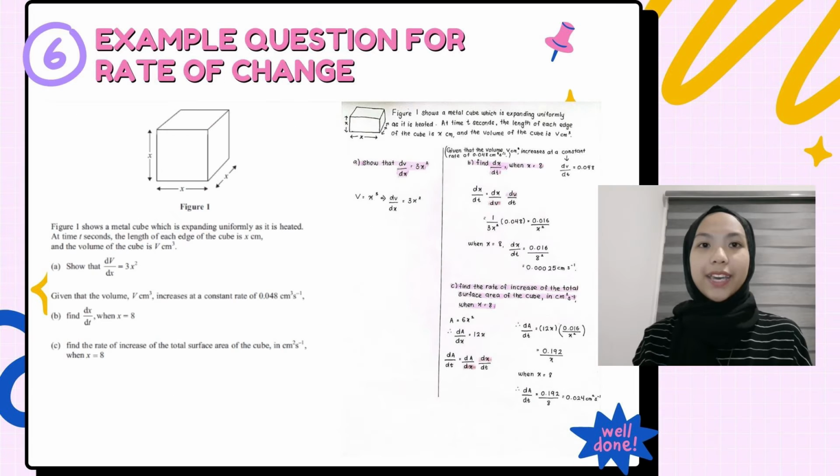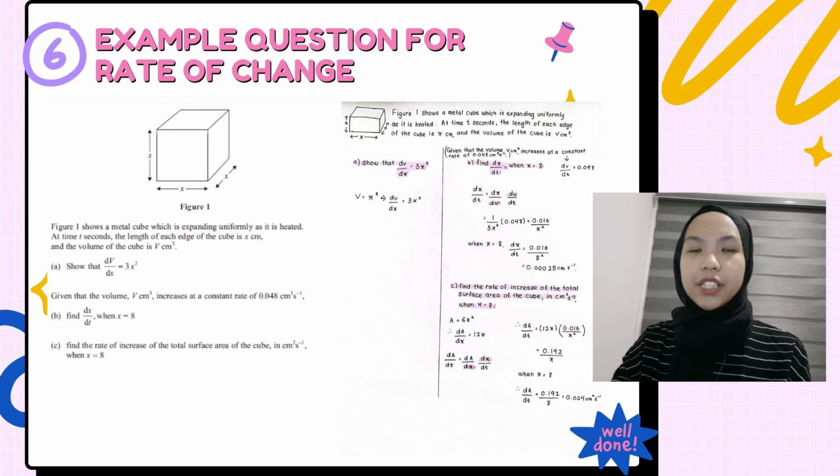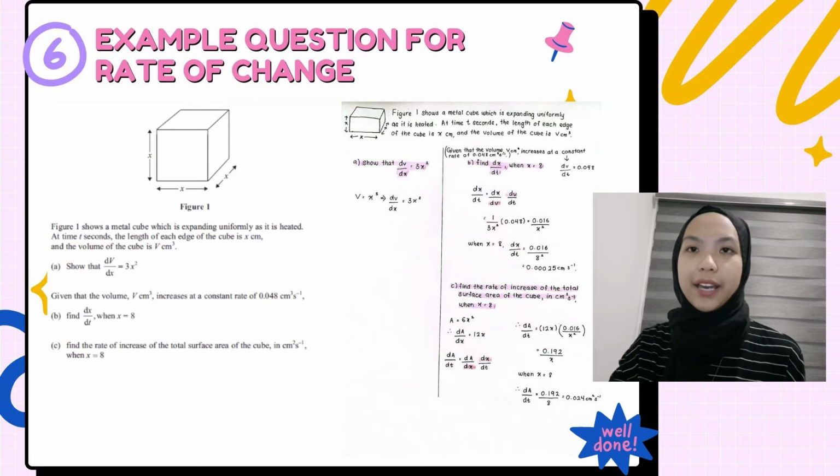Okay, next, I'm going to explain one of the example questions for rate of change. The question was, this diagram is showing a metal cube which is expanding uniformly as it is heated at time t. The length of each edge of the cube is x centimeters and the volume of the cube is V cubic centimeters. For question A, it first asks to show that dV/dx equals 3x squared.